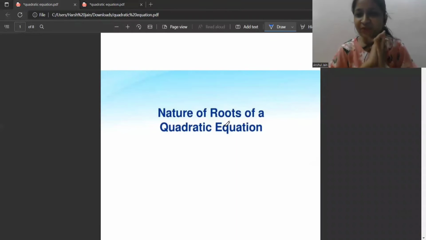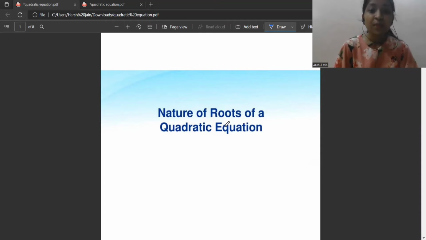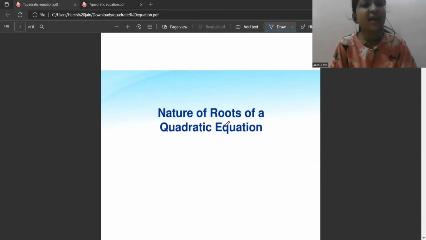My topic for today's discussion is about the nature of the roots of quadratic equations. Before moving to the topic, let's learn what a quadratic equation is. In class 10 you have learned what a quadratic equation is, right?